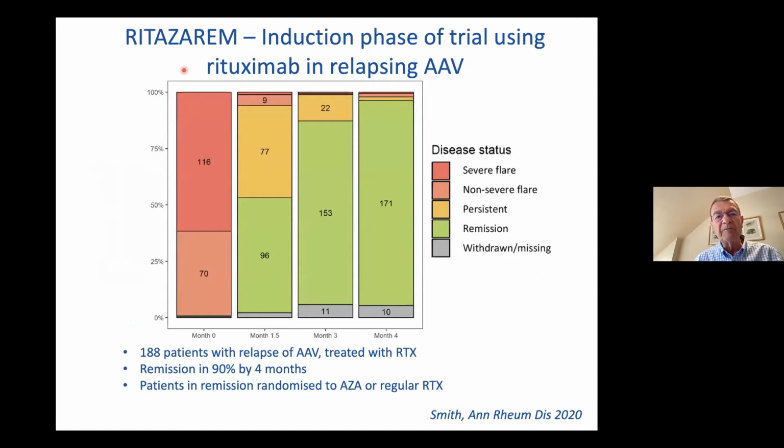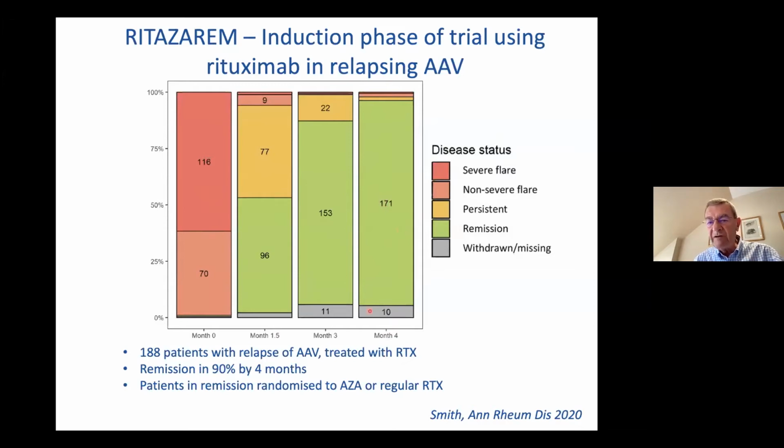A recent study, Rituximab, is looking at both induction and maintenance using rituximab in relapsing vasculitis. And this was quite a large study of 188 patients who'd all had a relapse, all treated with rituximab. And this slide just shows the induction phase. It does not show the relapse phase. And in this slide, you can see that remission, which is the patients in the green bars, red is obviously active disease, patients enter remission, about 90% of patients by 4 months. However, this is quite a long time period when you think about it. It takes 4 months for this to work fully.